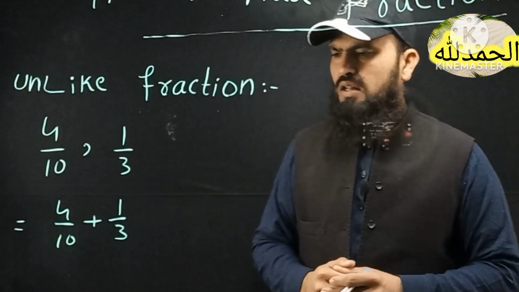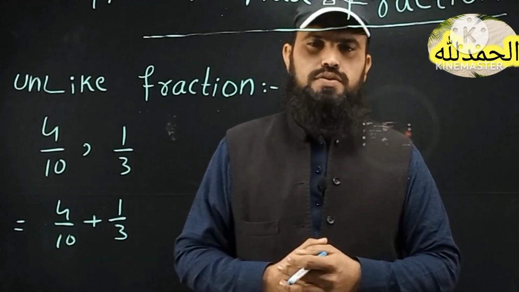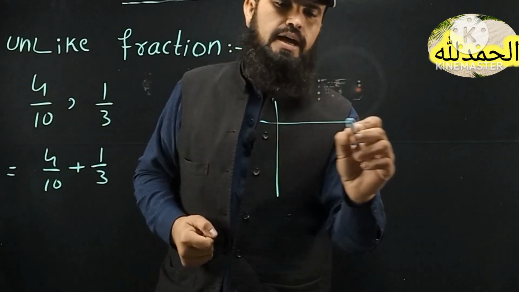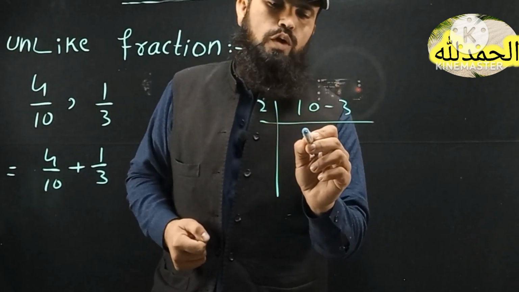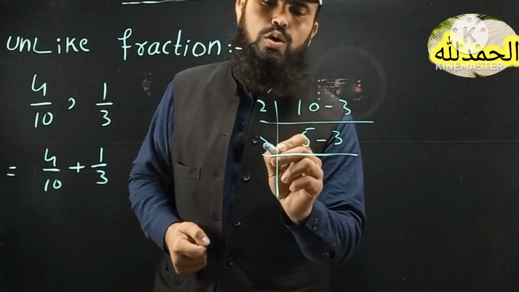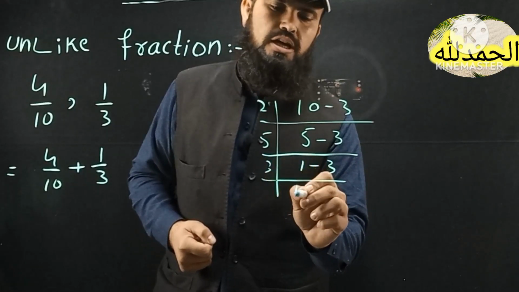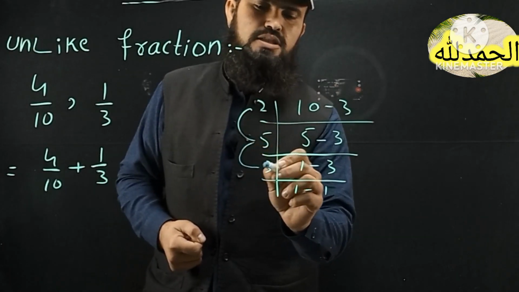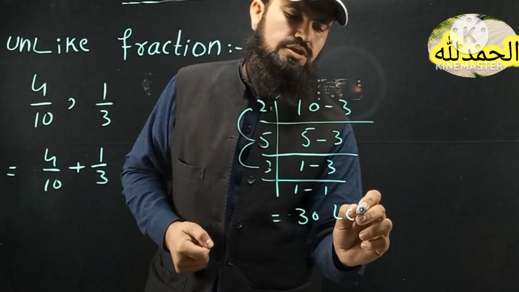So first of all, we have to find the LCM of 10 and 3. So friends, we have used the division method to find the LCM of 10 and 3. 5 times 2 is 10 and 3 is here. 5 times 1 is 5 and 3 times 1 is 3. 2 multiplied by 5, 10 times 3 is 30. So the LCM is 30.